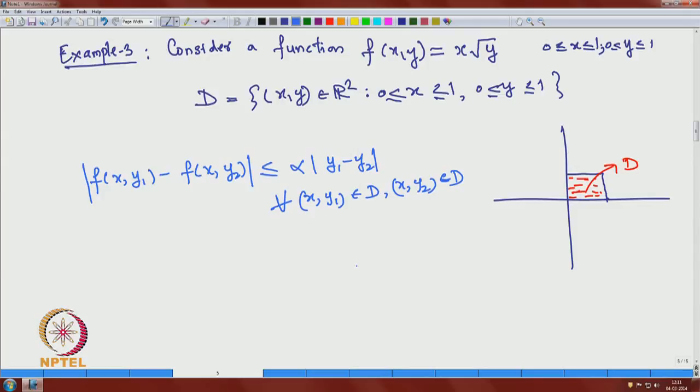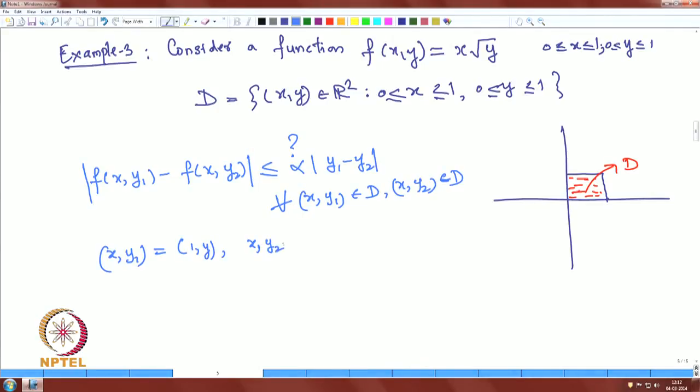We show that it is not possible for this function to satisfy a condition like this. So, this is the question: whether this condition is satisfied or not for arbitrary points (x, y1) and (x, y2). Let us take two points: (x, y1) I am taking as (1, y), with arbitrary y, and (x, y2) let us take as (1, 0). Here y varies between 0 and 1, so y could be any value between 0 and 1, and y2 is 0 and x is 1. In both points the x coordinates are 1: (1, y) and (1, 0).